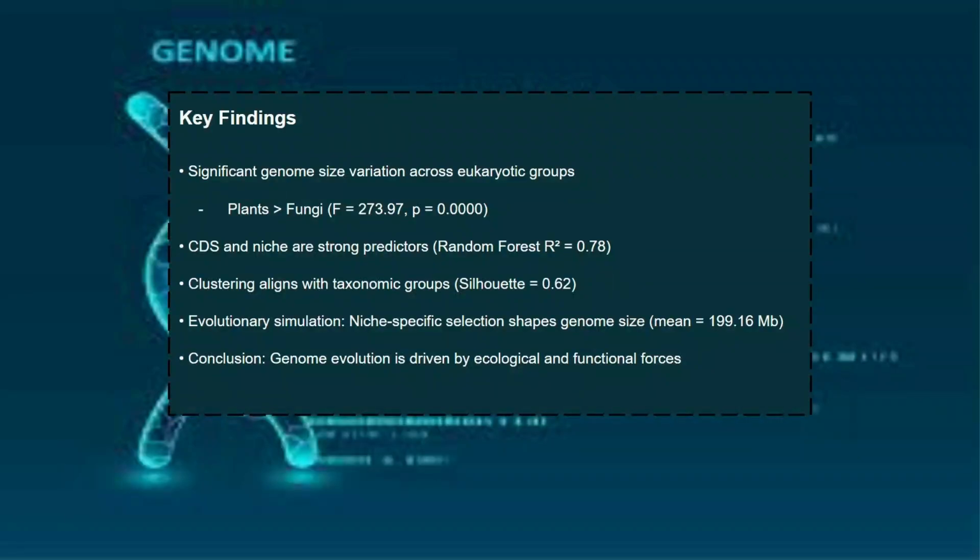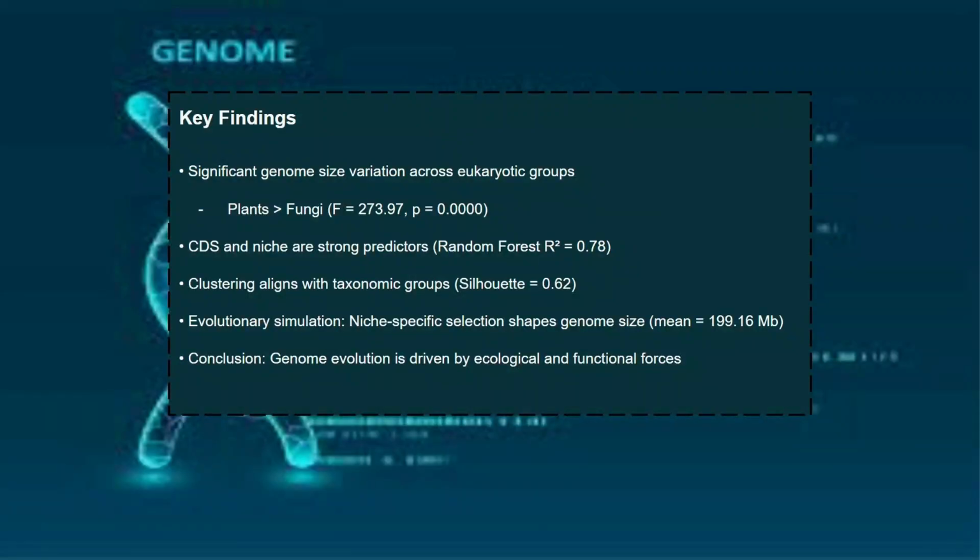Third, through clustering algorithms, we observed that organisms naturally group based on genome characteristics. These clusters aligned well with known taxonomic classifications such as plants and fungi, suggesting that our selected genomic features hold real biological meaning. Finally, perhaps most importantly, our evolutionary simulation demonstrated that genome size is not static. It can evolve under niche-specific selection pressures.